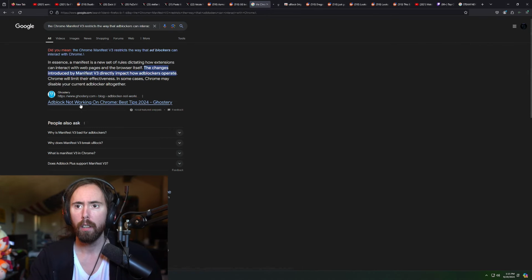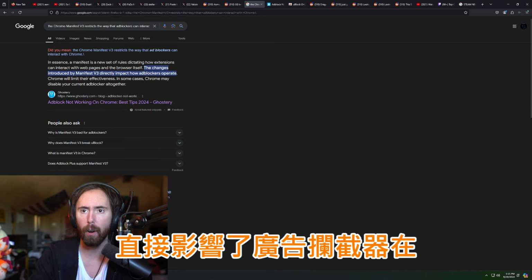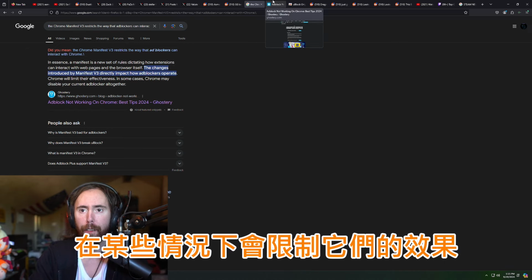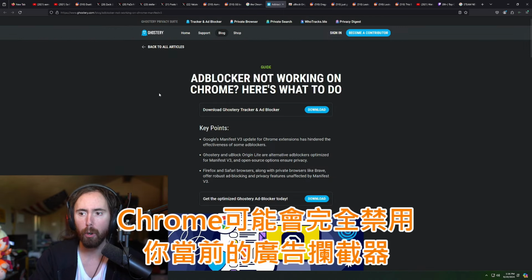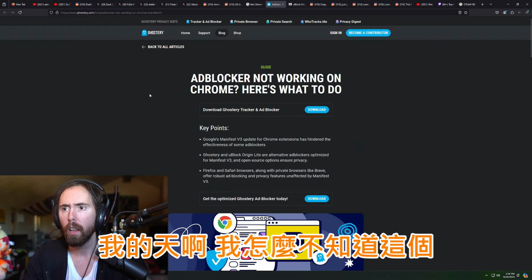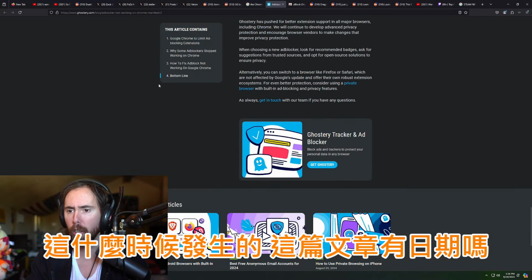Okay, wow. Ad blocker not working on Chrome, here's what to do. So, the changes introduced by Manifest V3 directly impact how ad blockers operate. Chrome will limit their effectiveness. In some cases, Chrome may disable your current ad blocker altogether. Oh my god. How the fuck did I not know about this? When did this happen? Do they have a date for this article?